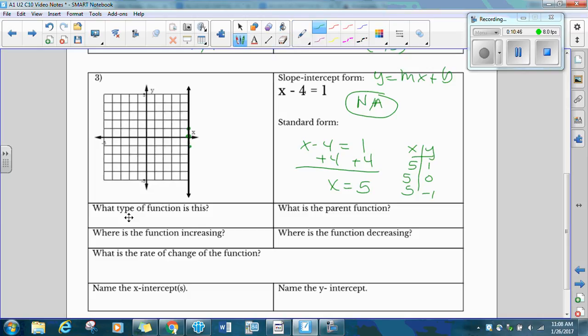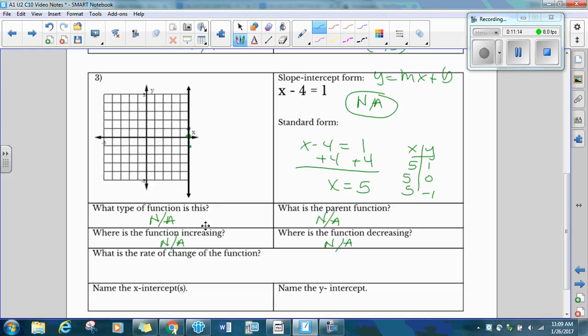What type of function is this? This is actually not a function. You don't know why yet. You're going to have to wait a couple days for that. So that's an NA. What's the parent graph of my function? That's also going to be an NA. Where is this function increasing? Again, it's not a function, NA. Where is it decreasing? Again, it's not a function, NA.